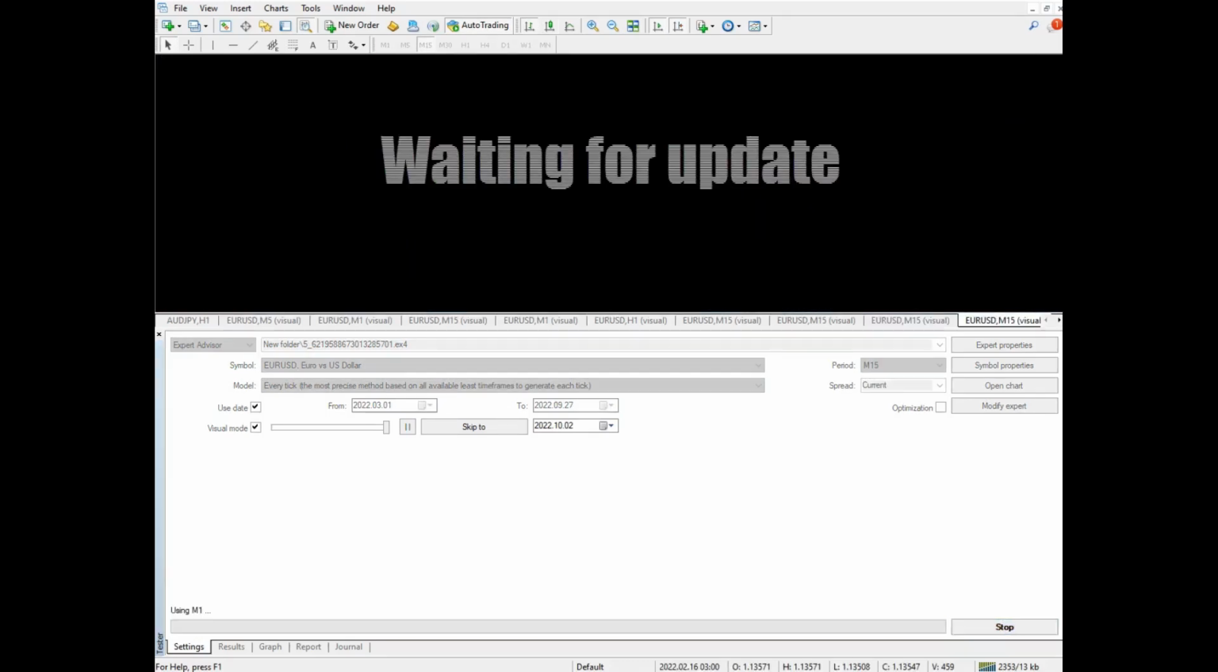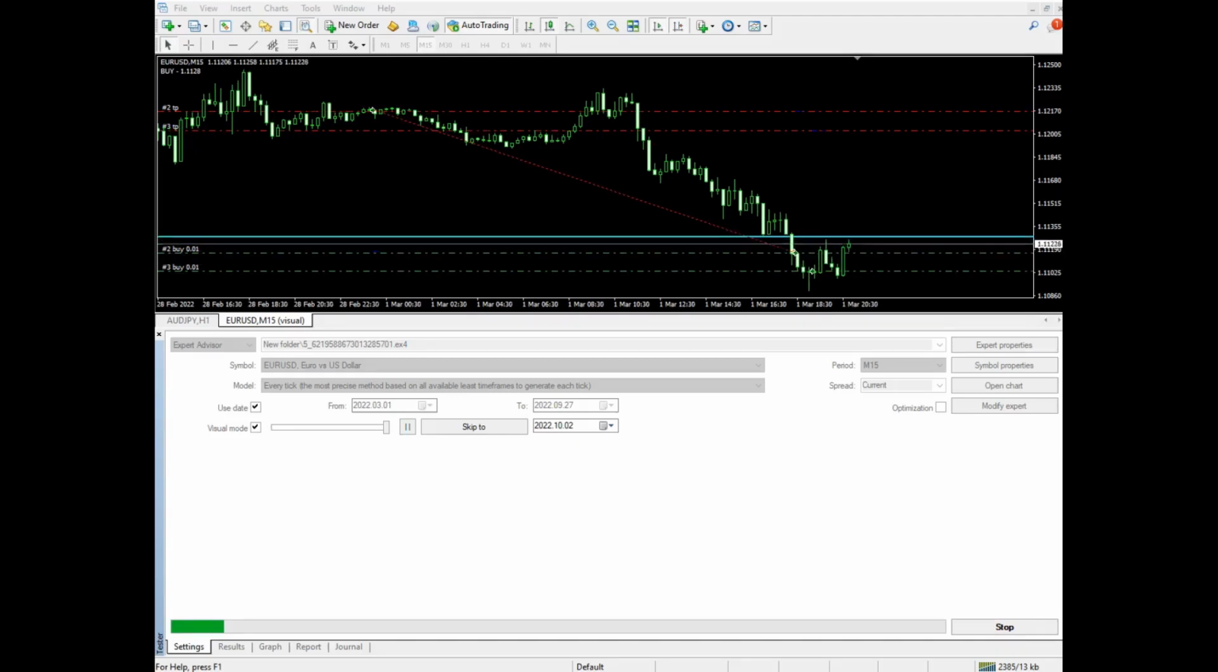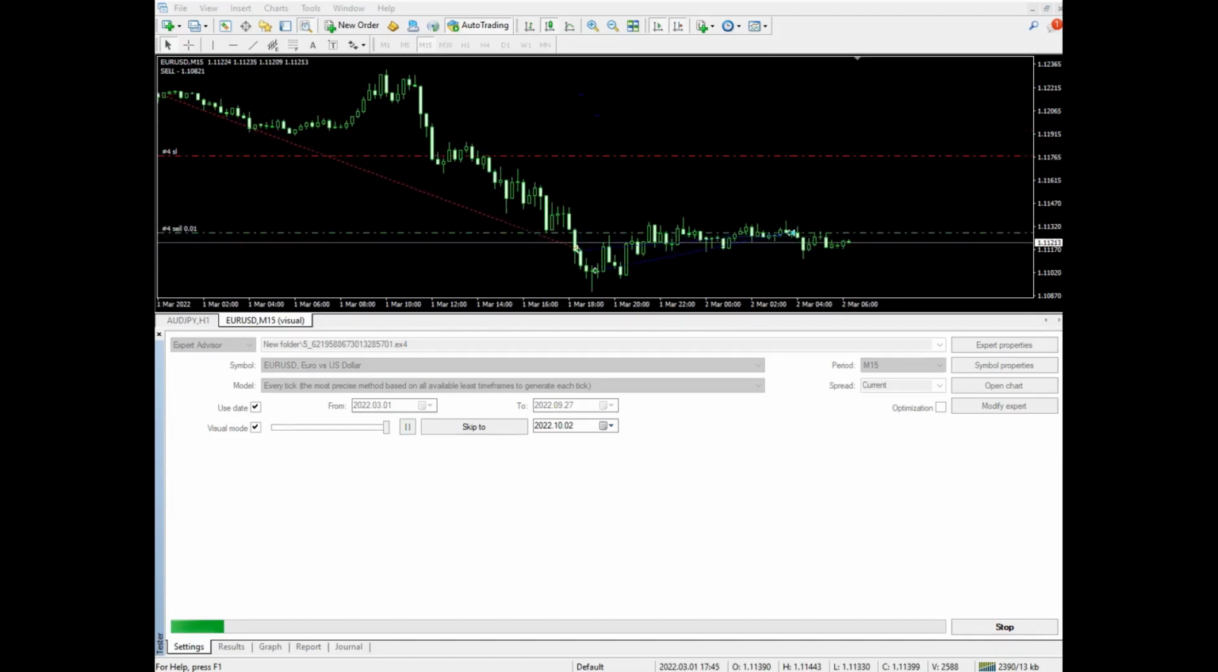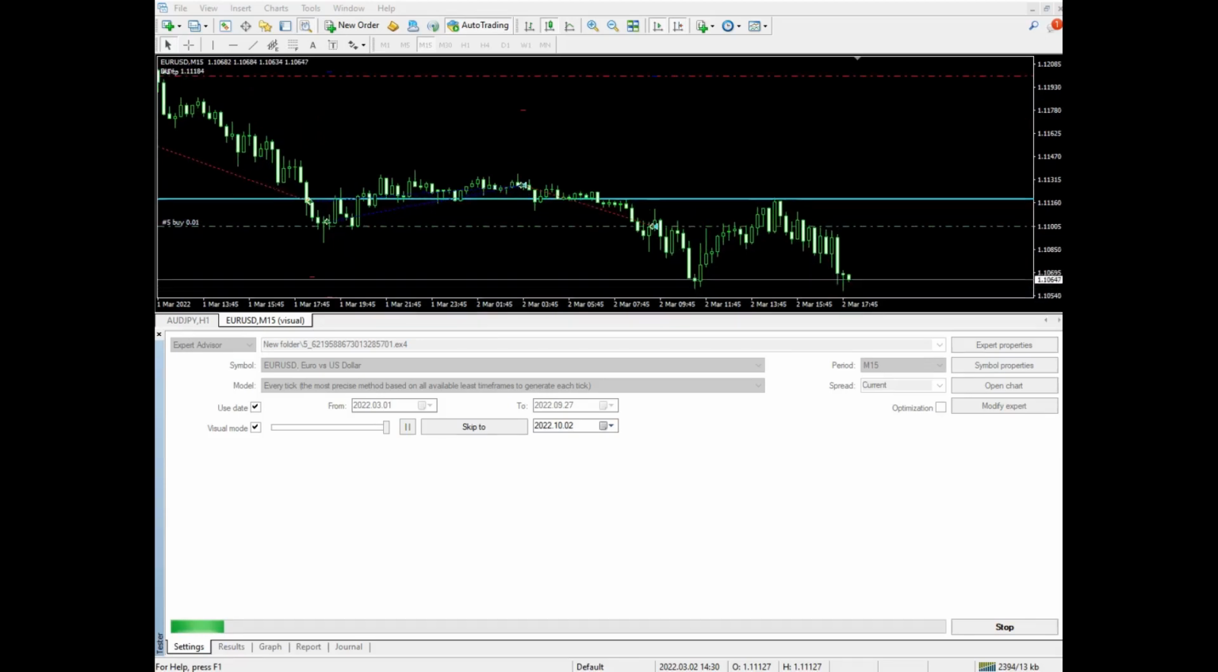Now the backtest is loading. In a while it should start picking its trades. Looking at the chart, you can see there is a blue line which the EA uses in demarcating the buy market from the sell ones. The line stands as a breakout level.